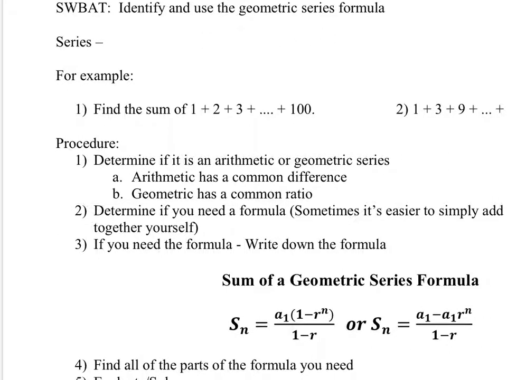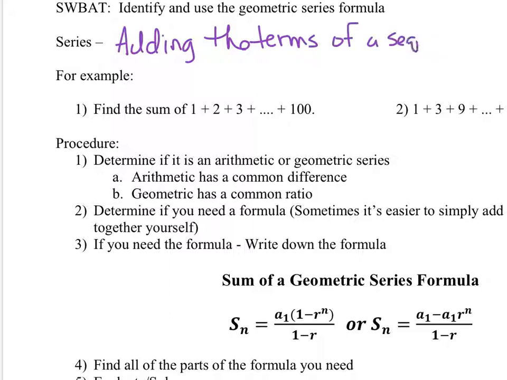All right, so what is a series? A series is simply adding the terms of a sequence. So it's just a sequence, like 1, 2, 3, 4, 5, 6, all the way up to 100. That's a sequence. But putting the plus sign in between makes it now a series.